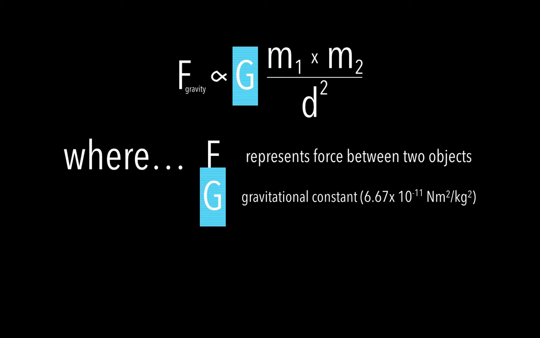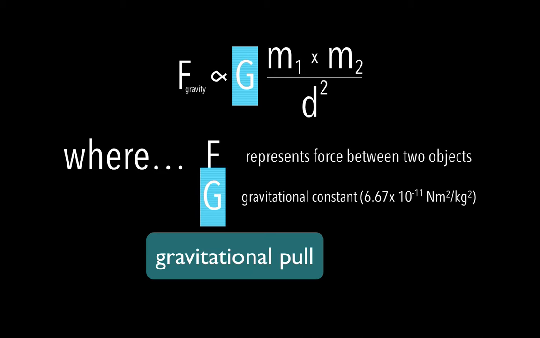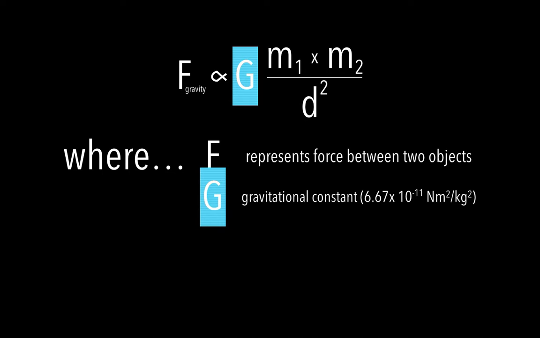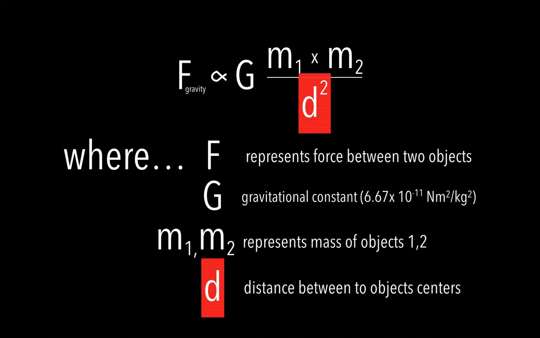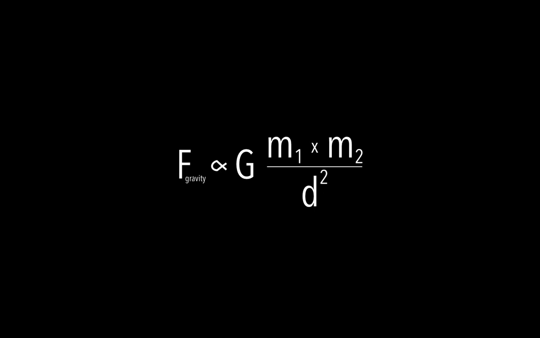This is a very small number, and it is constant throughout the universe for every object. So to find the gravitational force, we also look at the mass of the two objects, mass sub 1, mass sub 2, and we divide it by the distance between the two centers squared. Okay? Alright, so here's our general equation again.